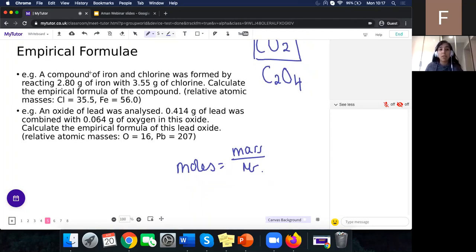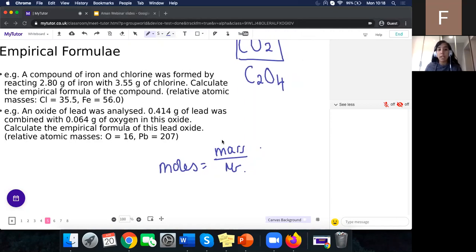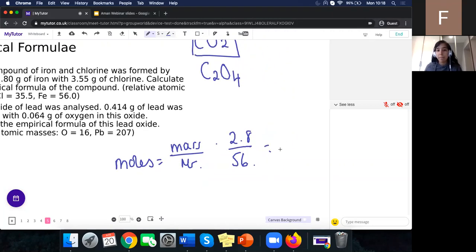So we've been given that there are 2.80 grams of iron, so that's our mass. The Ar of iron is 56. So if we calculate the number of moles, then we do 2.8 divided by 56. So what's 2.8 divided by 56? Anyone know? Has anyone got a calculator? 0.05, excellent. So the number of moles of iron is 0.05.